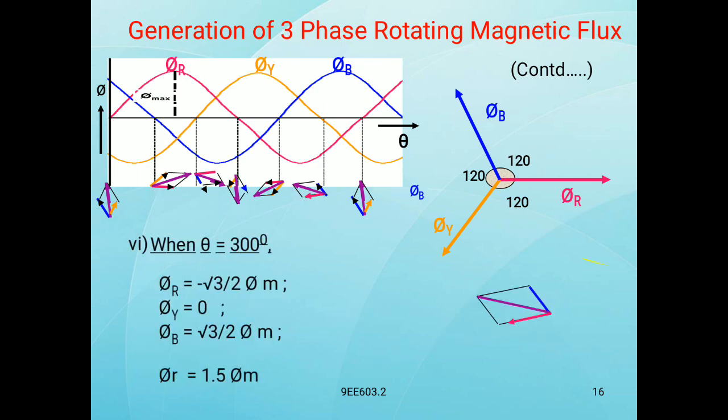When θ is equal to 300, φr is equal to 0, φb is equal to √3/2 φm, and here the resultant flux is 1.5 φm. So see here, observe this one.